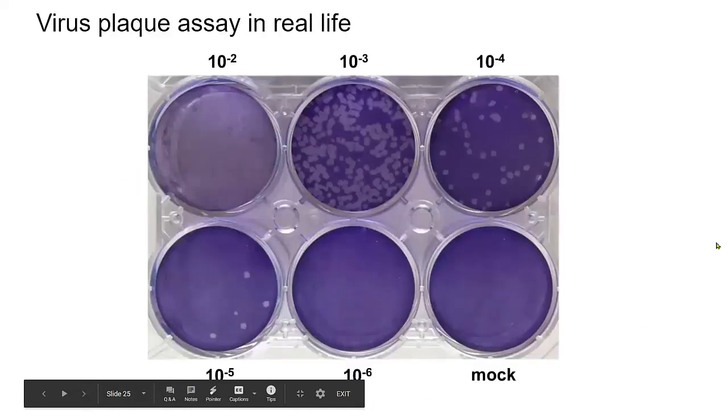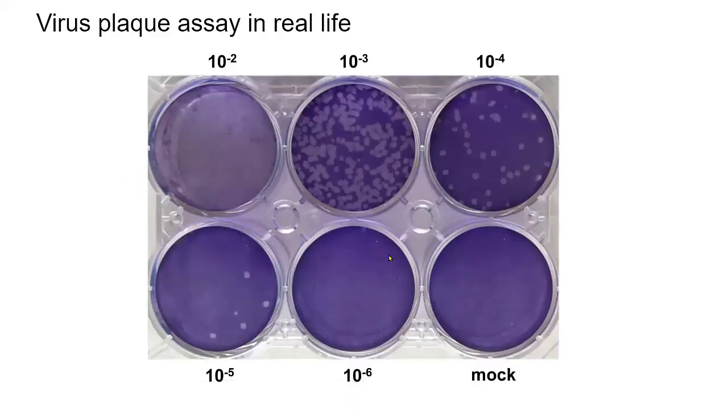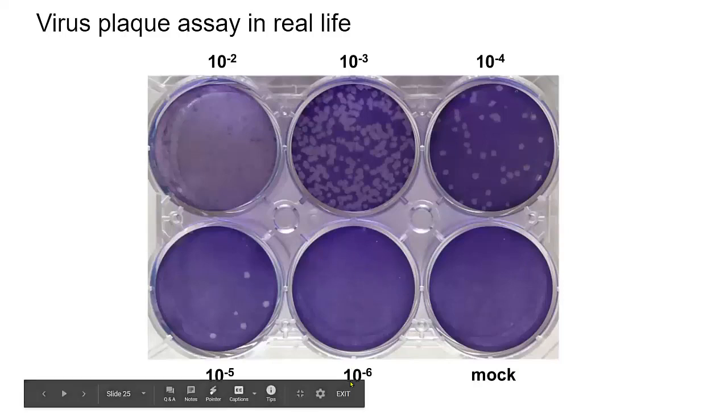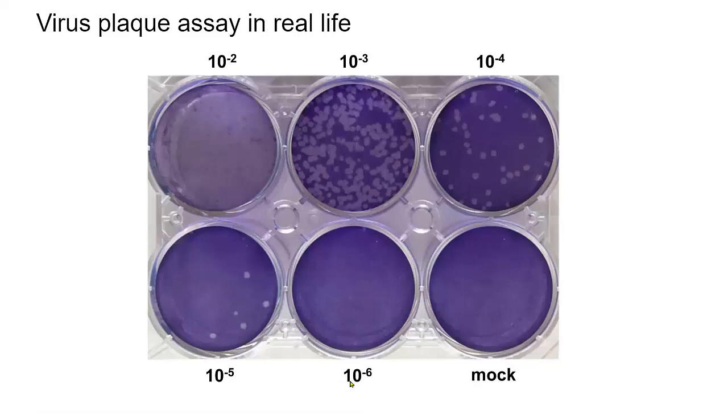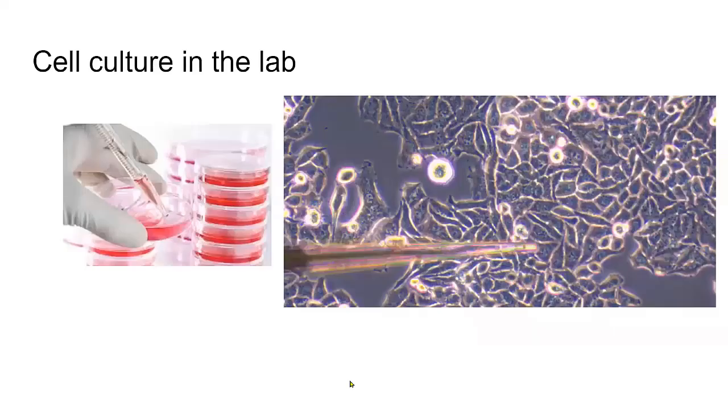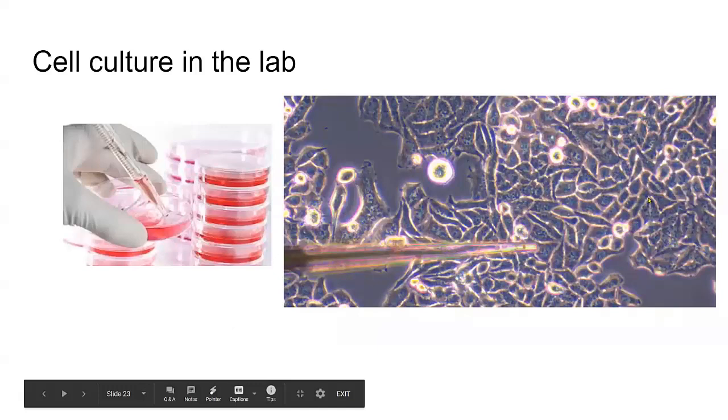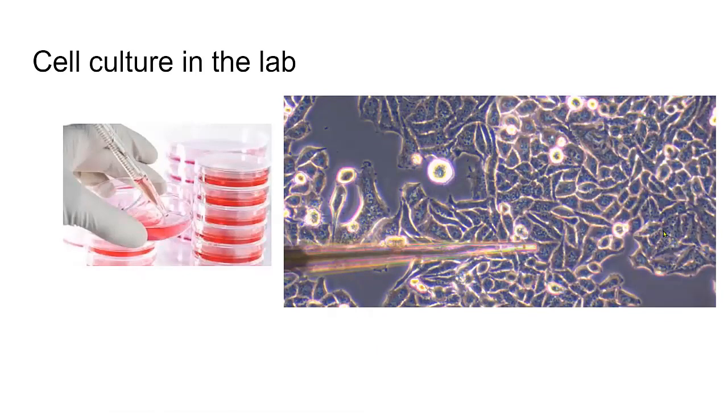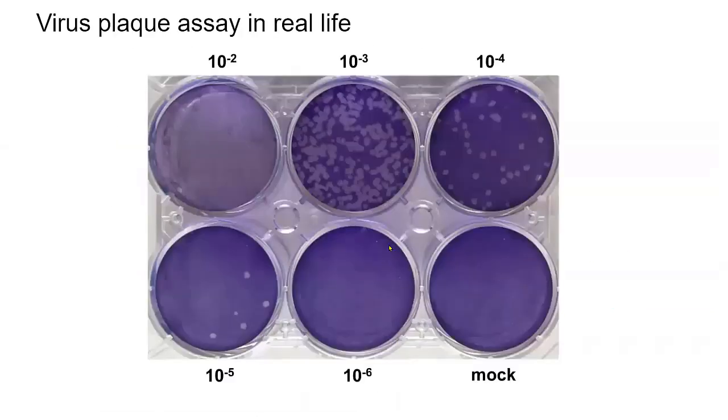And this is what it looks like in real life. So the purple, that's what's called a lawn of cells. You grow cells in a dish and they grow kind of like the grass in your lawn. So they grow until they touch each other. They completely fill the dish. And wherever you see purple, those are cells.